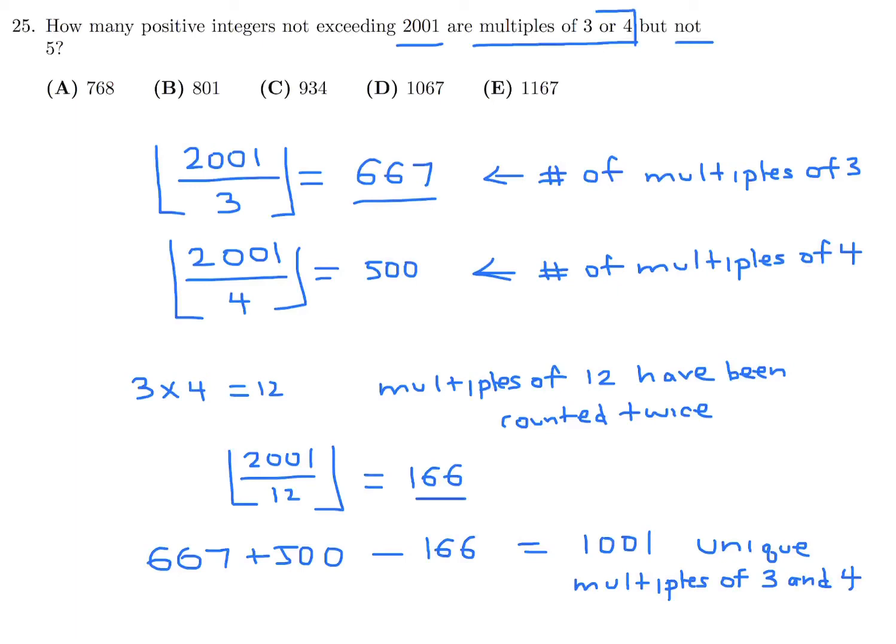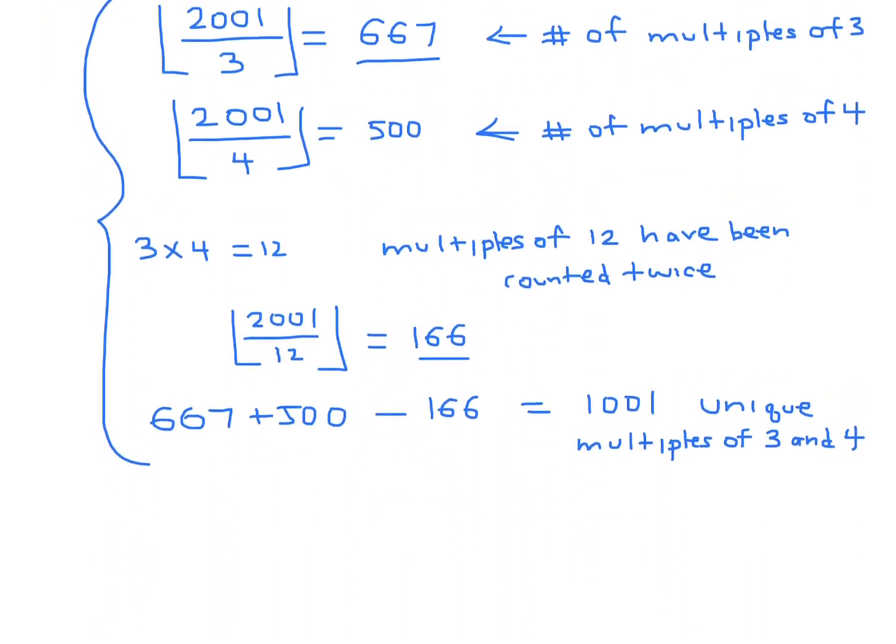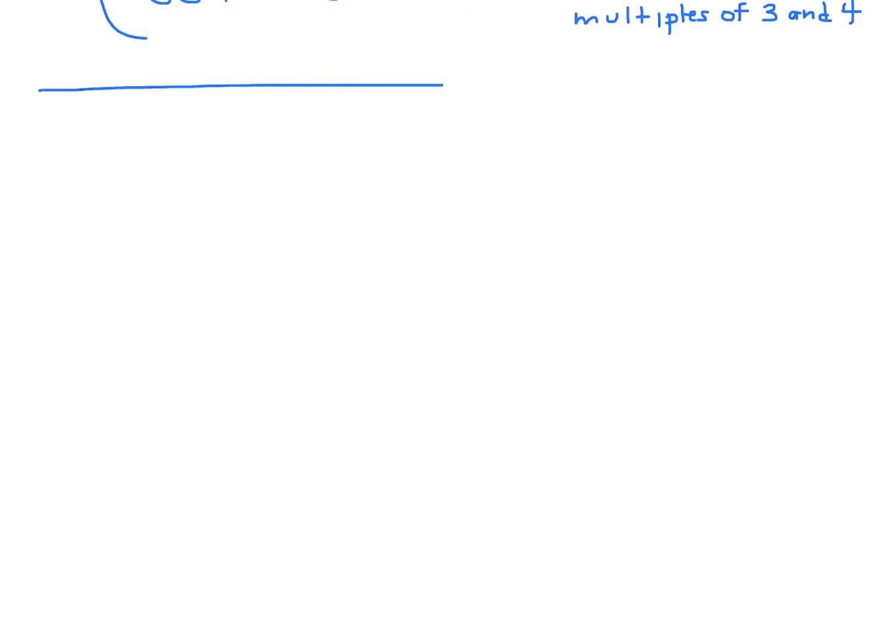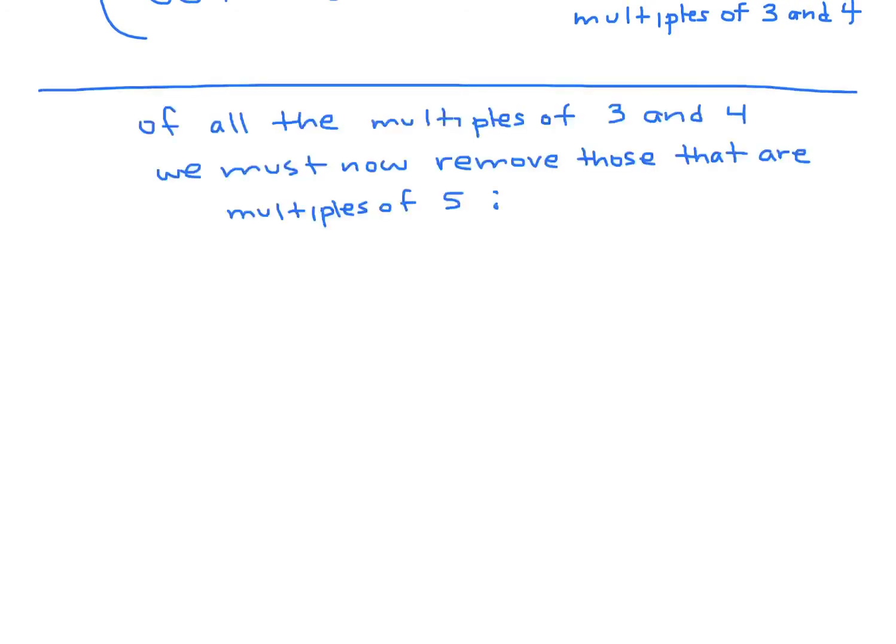Now we have to look at not multiples of 5. So of all of these numbers that we got, we have to take out the ones that are multiples of 5. So how do we do that? So of all the multiples of 3 and 4, we must now remove those that are multiples of 5.